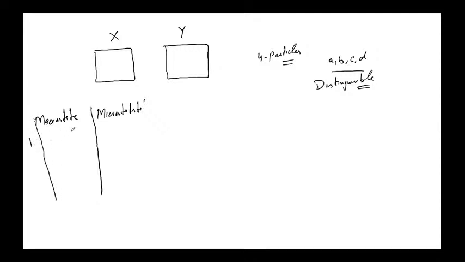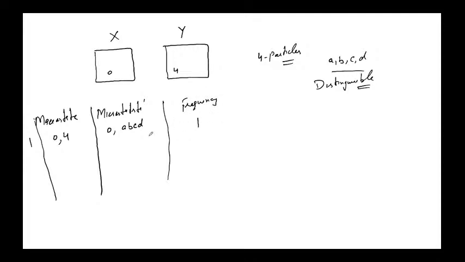So for the first case, suppose there is a probability that all the 4 particles are present in one box and there are 0 particles in the other box. In that case we can write the microstate as something like 4, 0, or you can say A, B, C, D. So the frequency for this case is 1.